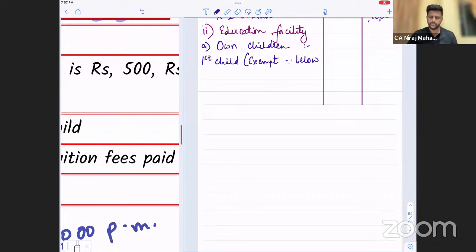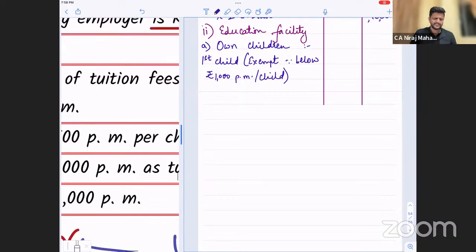Exempt since below rupees 1,000 per month per child. Okay, no, Indrajit? This is exempt now. See, education facility is provided to the children, and we have said there is no perquisite if the fair market value comes up to rupees 1,000 per month per child.